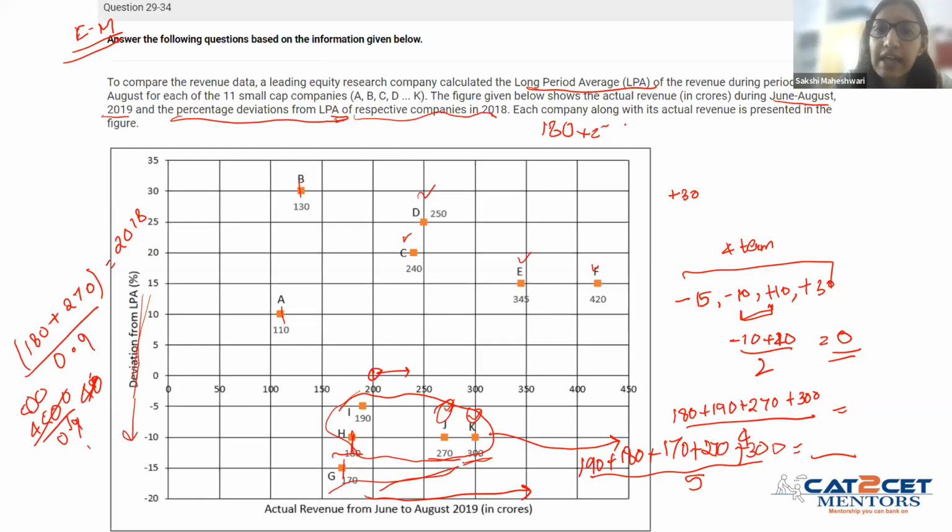Now, for this current year, I have 180 and 270. And if I want to calculate for 2018, I'll need to understand the deviation from the last year's LPA. So that is negative 10%. That means it is decreased by 10%. Or I can say that this year it has become 90%. You got my point? Are you clear, Shreya? Yes? Okay, let's move to the next set then.